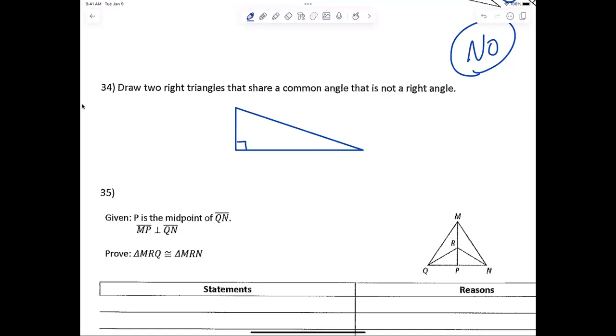All right, that's a right triangle. Now I'm going to try to draw another right triangle that has a common angle that's not the right angle. This angle right here is shared. Those are two right triangles that share a common angle. And the common angle is not the right angle. Doesn't say they're congruent.